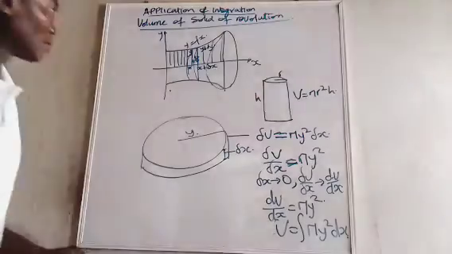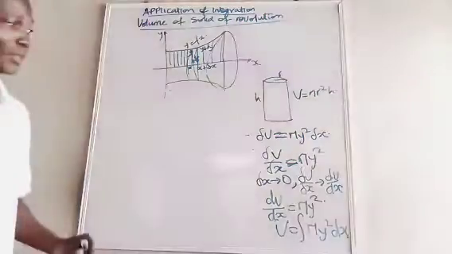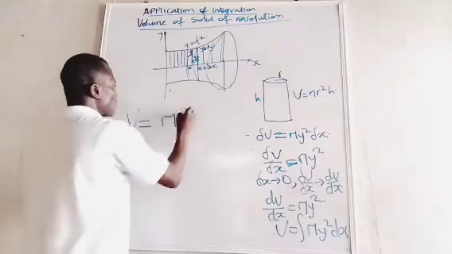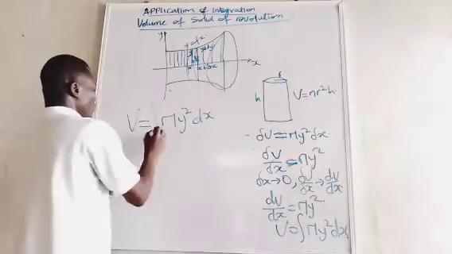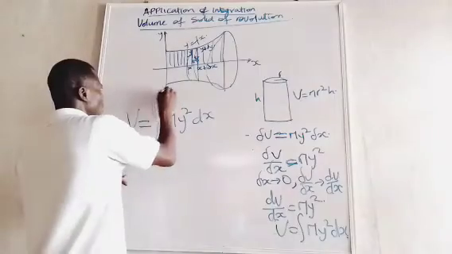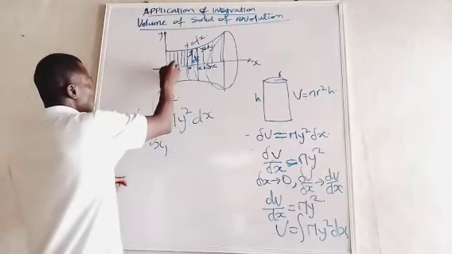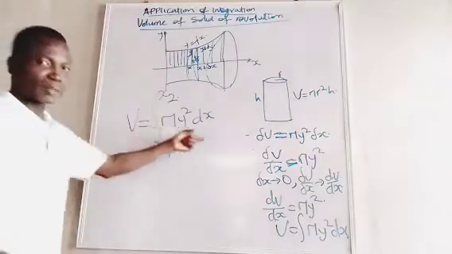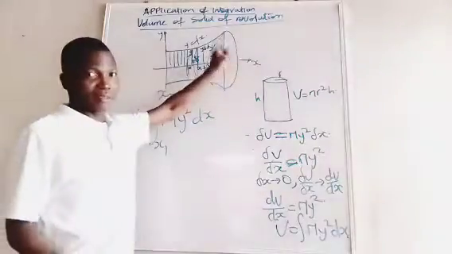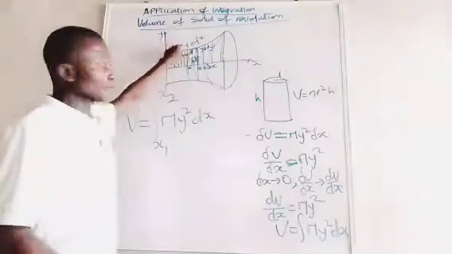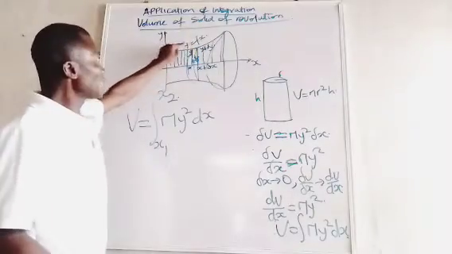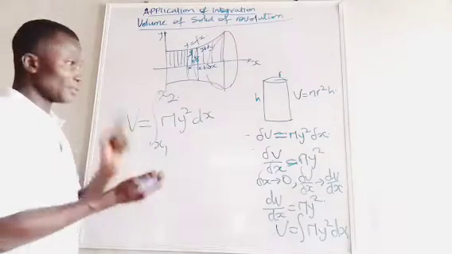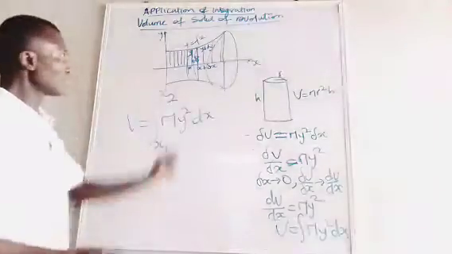Therefore, the whole volume is going to be the integral of pi y squared dx from x1 to x2. Let's say this base is x1. It might be from anywhere, it can be 0 to any point. So from x1 to x2. This is the expression for the volume if it is rotated around the x-axis and the expression is given in terms of x, that is, y is a function of x. That is one way of calculating the volume. The volume can be in any other form, but this is the first one.